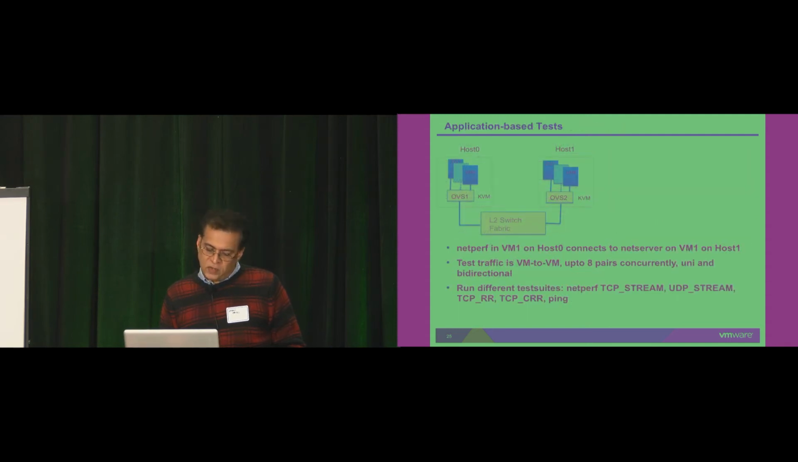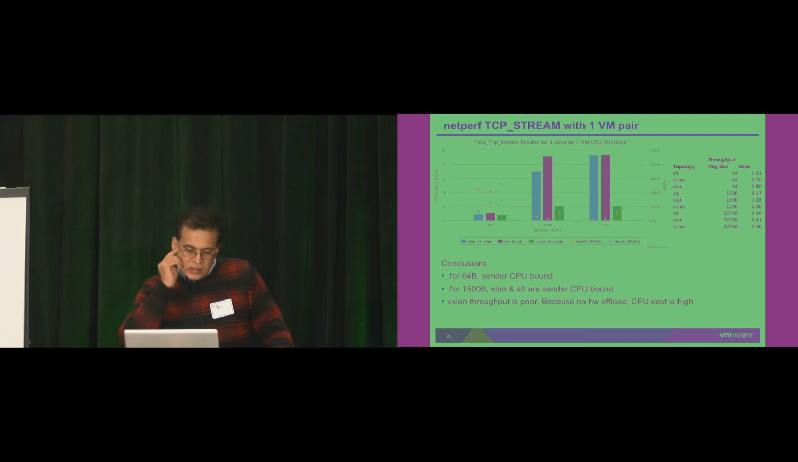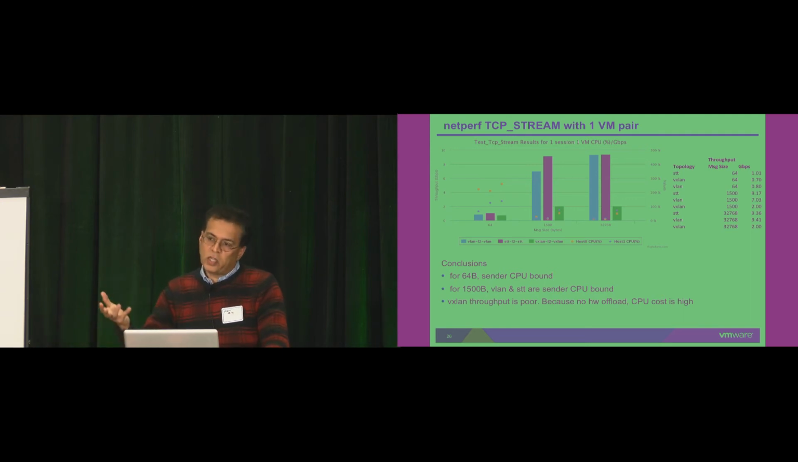For application-based testing, we use netperf, as I said. I'm just showing you that same slide again to remind you. This slide has a lot of information, but I think it's interesting to see all of it. On the left is the throughput, and that's what the bars represent. And on the right is the normalized CPU utilization for that throughput.